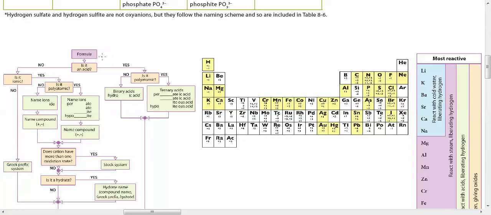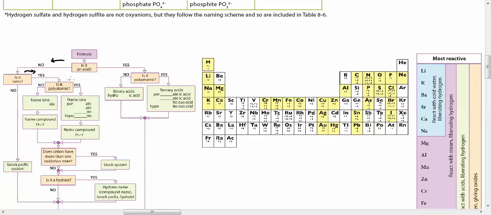Is this an acid? Yes or no? No, it's not an acid. Yes, it starts off with an H, but it's not an H as in hydrogen. It's an Hg as in mercury. Is this ionic? Yes, it is. So we are not going with the Greek prefixes.